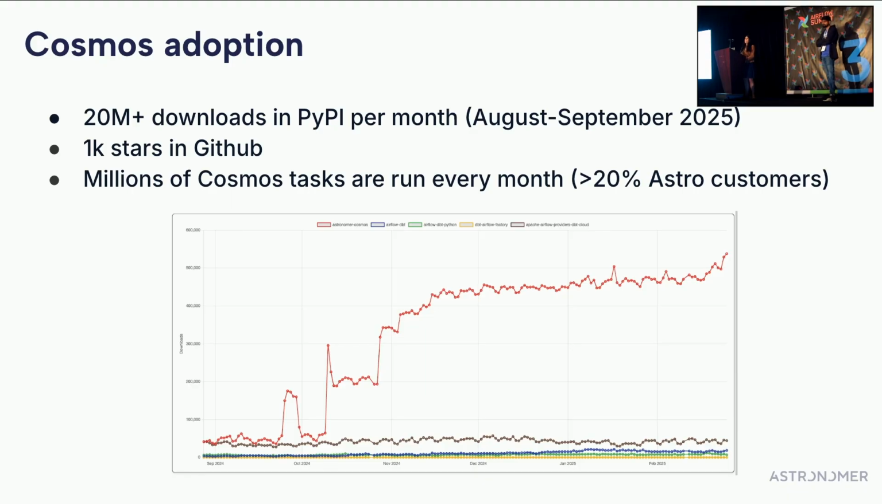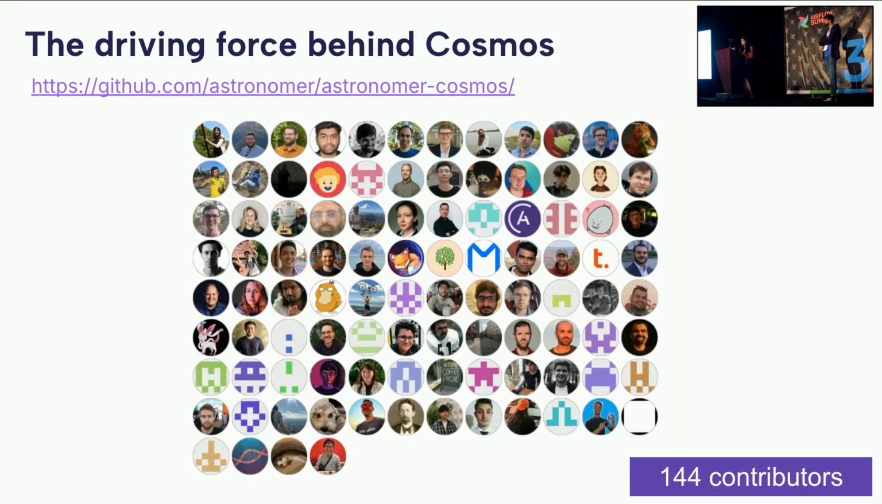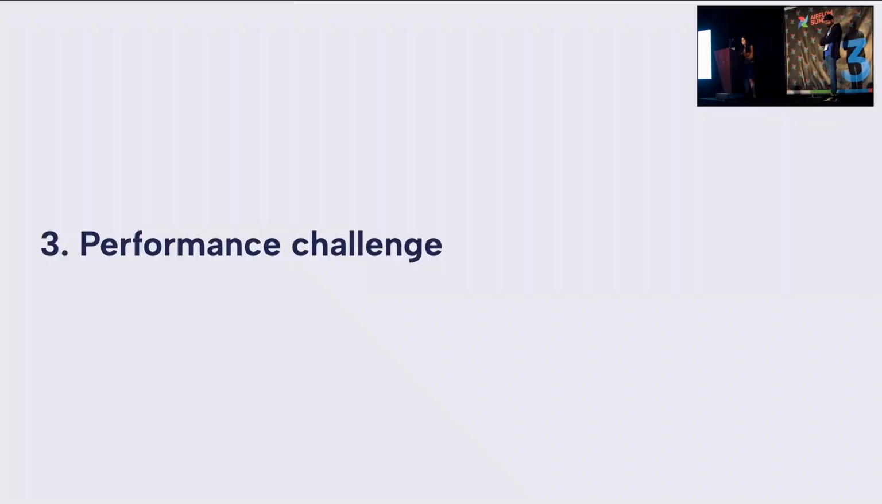And many people ask, but what about production usage? So the 3 of us work for Astronomer. We have hundreds of customers, and 20% of Astronomer customers use Cosmos in production, and we have millions of Cosmos tasks being run every month. This is only possible with the open source community's involvement. At the moment, half of the Cosmos maintainers are actually from outside of Astronomer, and we have had contributions from more than 144 community members, and this just keeps growing, for which we are very grateful.